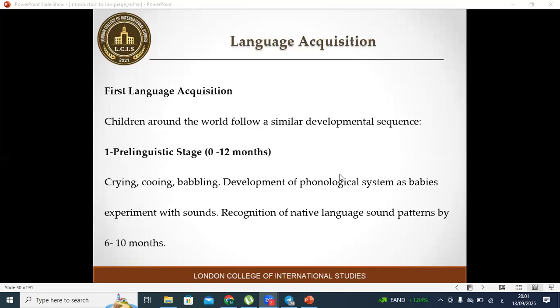First, language acquisition. Children around the world follow a similar developmental sequence, no matter what the language is. Number one, pre-linguistic stage from 0 to 12 months, the first year. Crying, cooing, babbling, development of the phonological system as babies experiment with sounds. Recognition of native language sound patterns by 6 to 10 months.